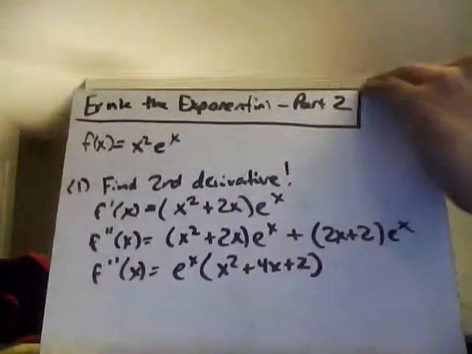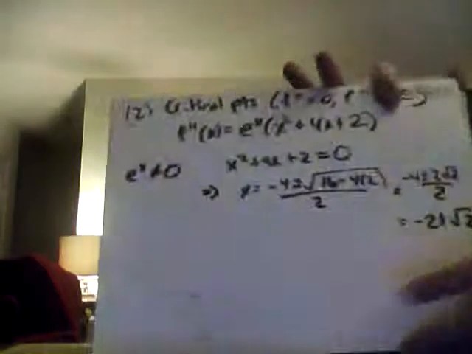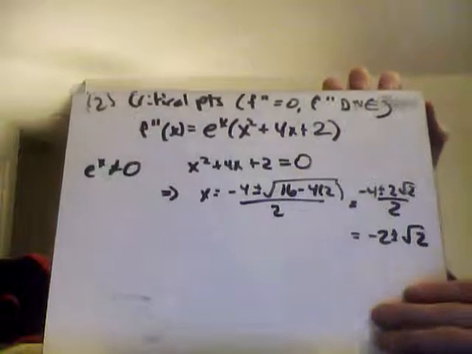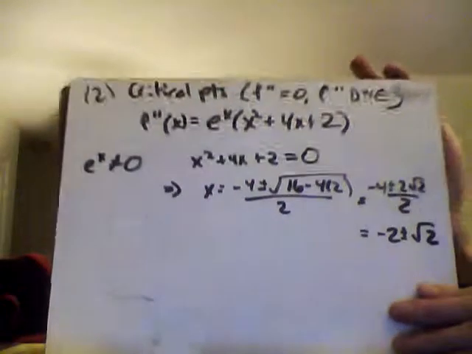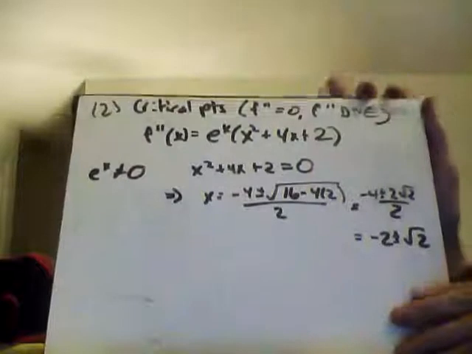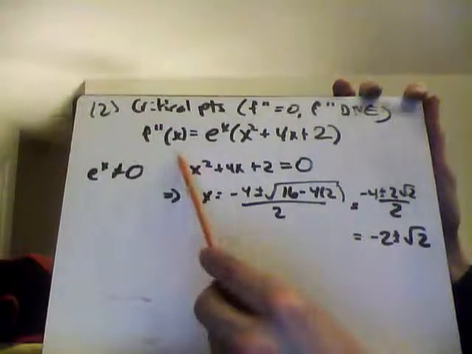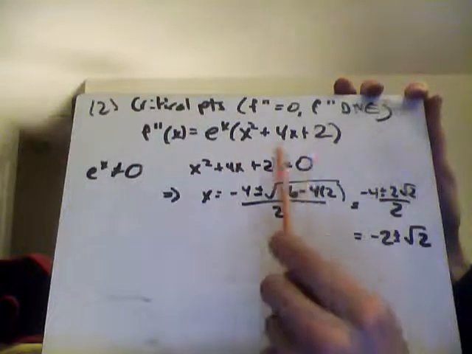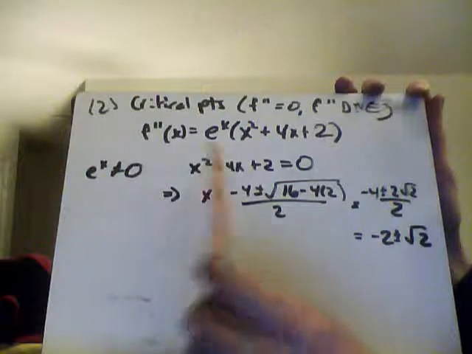So of course the natural question is, how do we find critical points from this? Well, remember that a critical point is wherever the second derivative is equal to 0 or does not exist. There won't be a point like that for our exponential here, so we just need to find out where the second derivative is equal to 0. In this case, we've got f double prime of x equal to e to the x times x squared plus 4x plus 2. This is not easily factored. And remember, e to the x is not equal to 0, by the way.